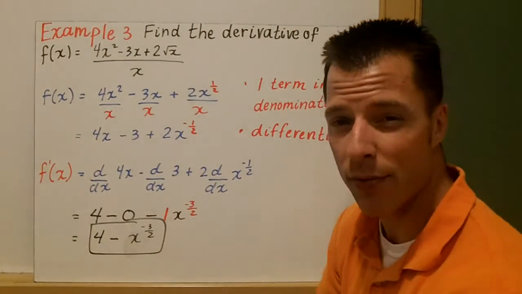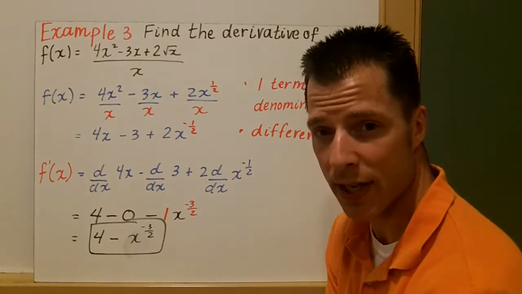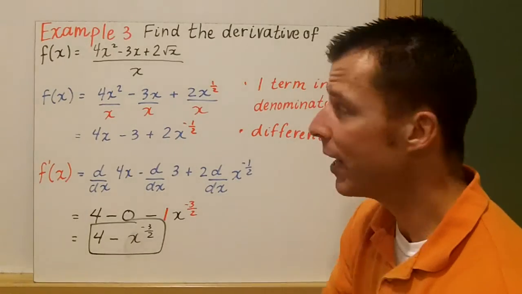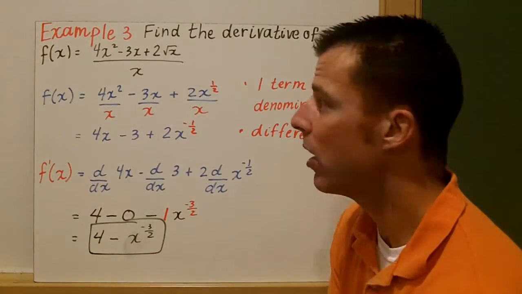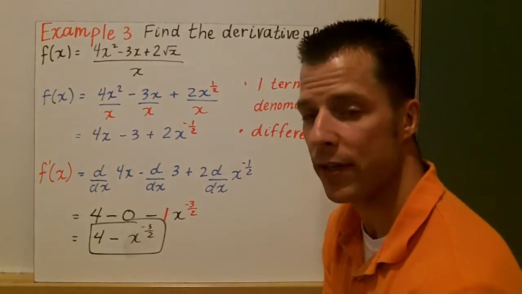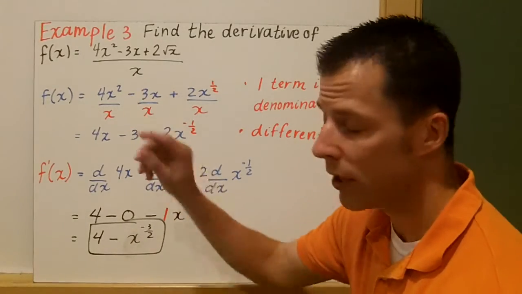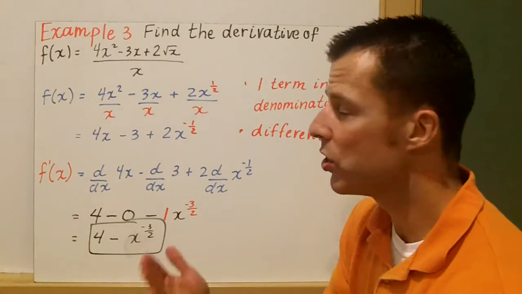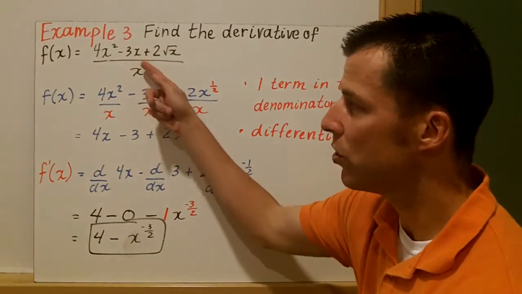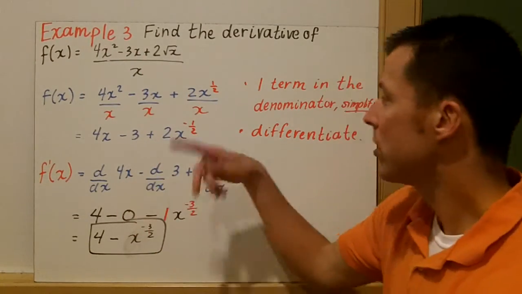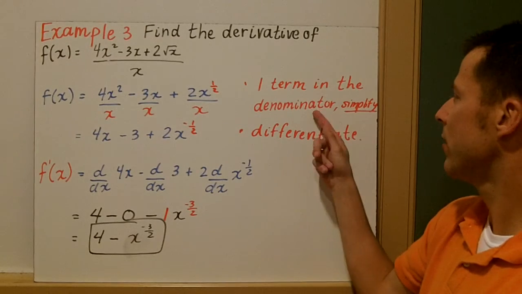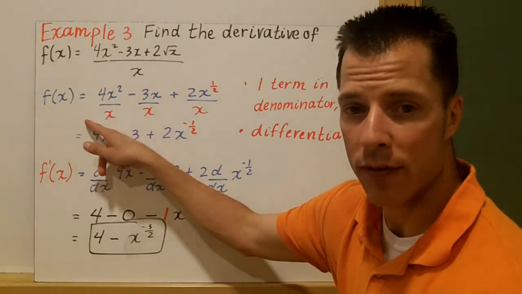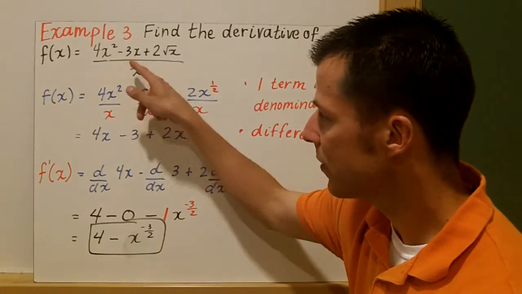Now, in example 3, it looks like we're going to have to take the derivative of a fraction. Okay, a quotient, but we really haven't talked about that. We've just introduced the power rule, so let's find the derivative. Now, since there's only a single term in the denominator, one of the first things we should do is just divide each term in the numerator by our denominator. So that's what we said here. One term in the denominator, simplify. So this is what I did in the first step before I even took the derivative. Let's break this fraction up.